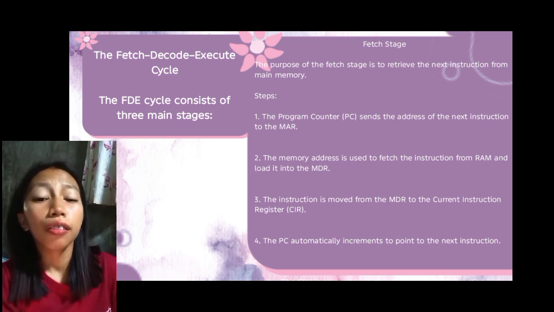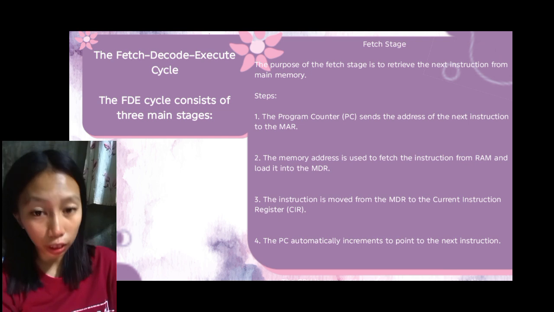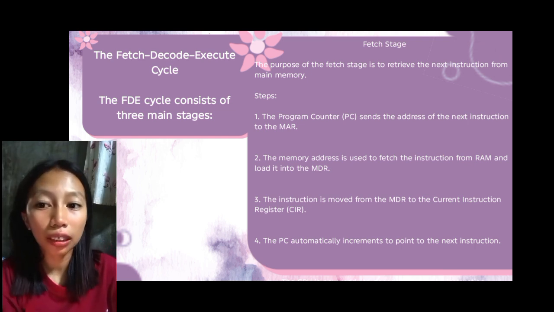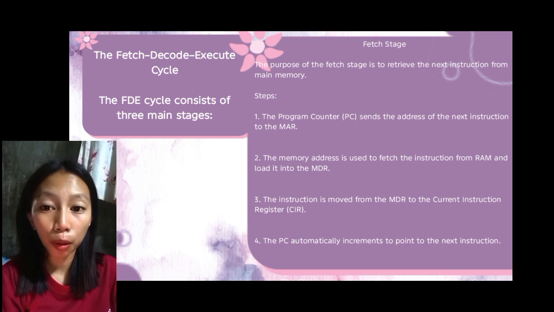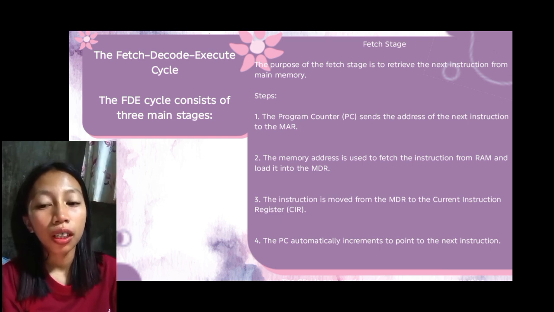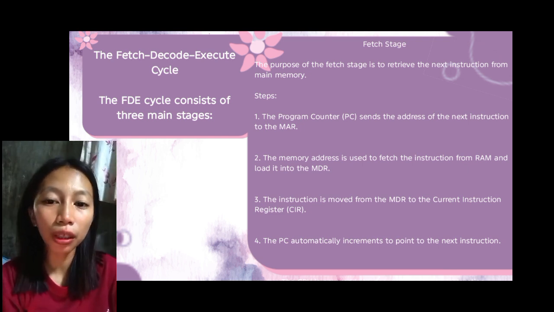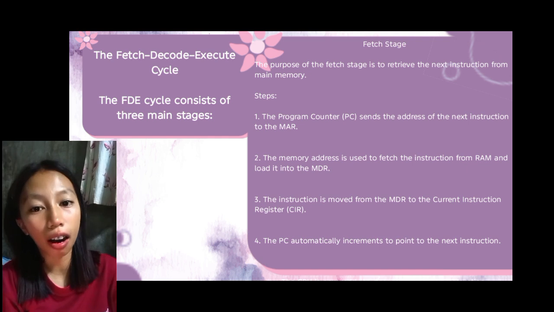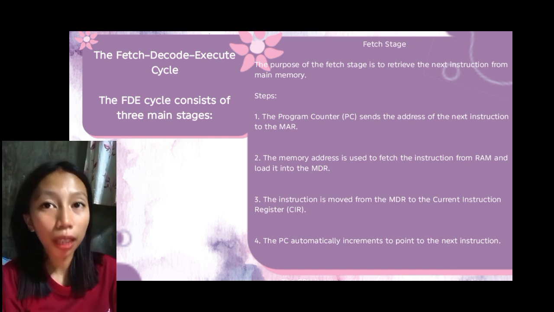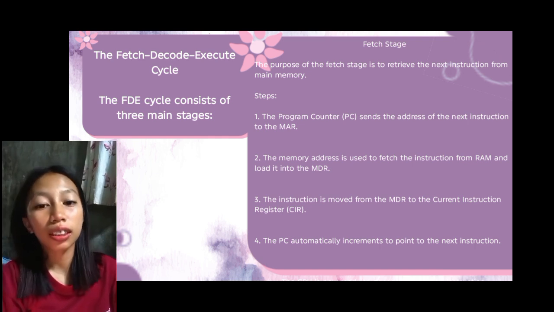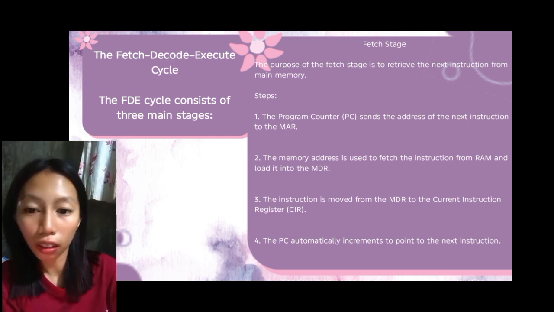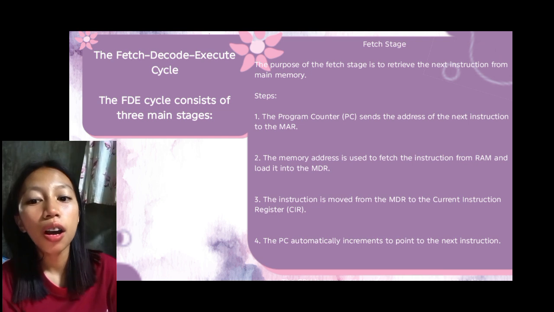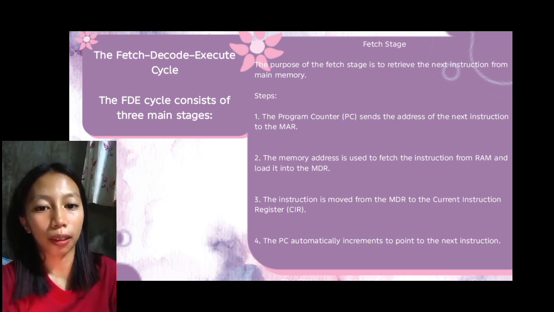So, the first step is fetch. Here, the CPU gets the next program instruction from memory. The program counter sends the address to the MAR. Memory sends the instruction to the MDR. And then the MDR transfers it to the CIR. After that, the program counter increases so it knows where the next instruction is.